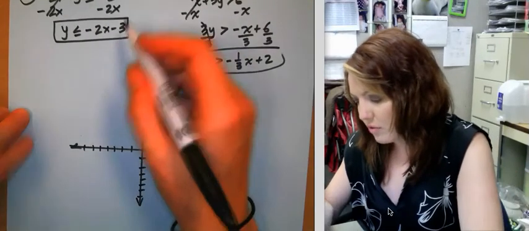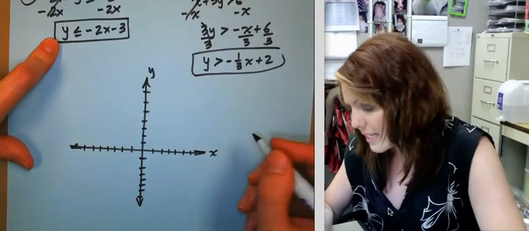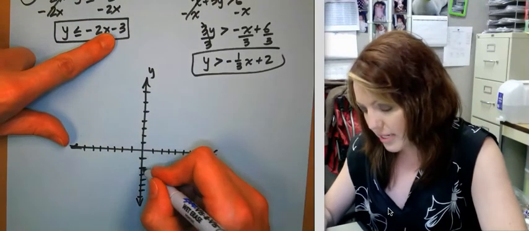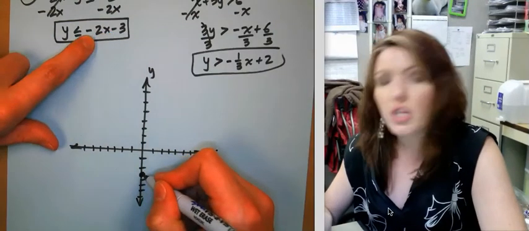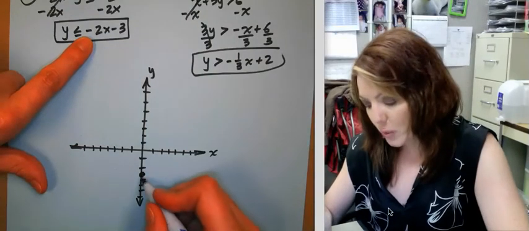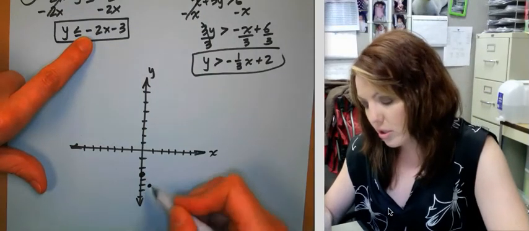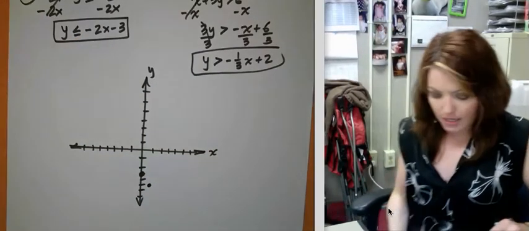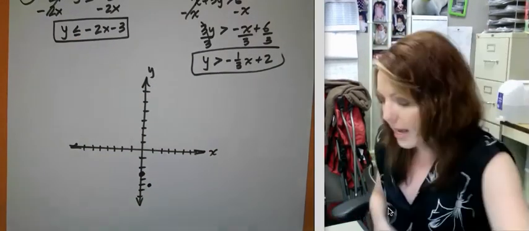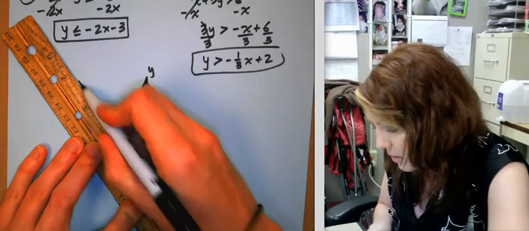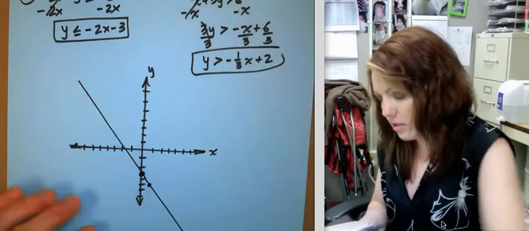All right, so let's graph the first one. So y is less than or equal to negative 2x minus 3. We start with the y-intercept, which is negative 3, put a dot. The slope is -2, which is the same thing as -2/1, so we go down 2 and right 1 and put a dot. Now, in this problem, we have a less than or equal to sign, which is a solid line, so we're going to connect these with a solid line. All right, so there's that.